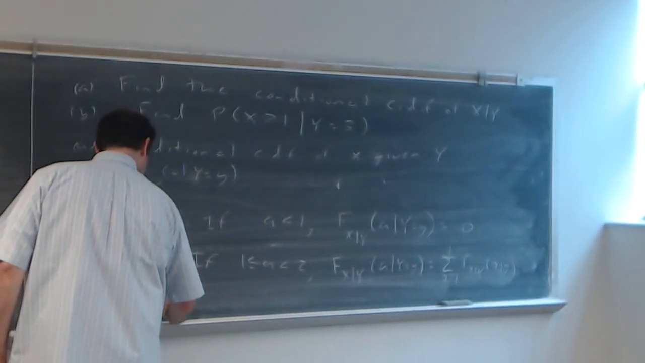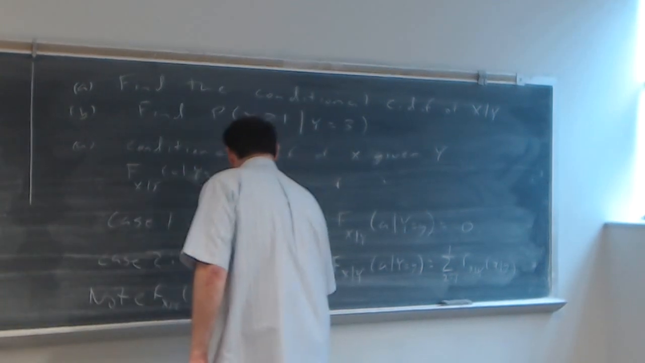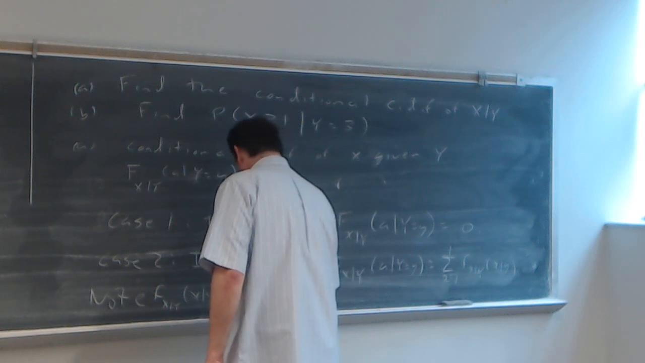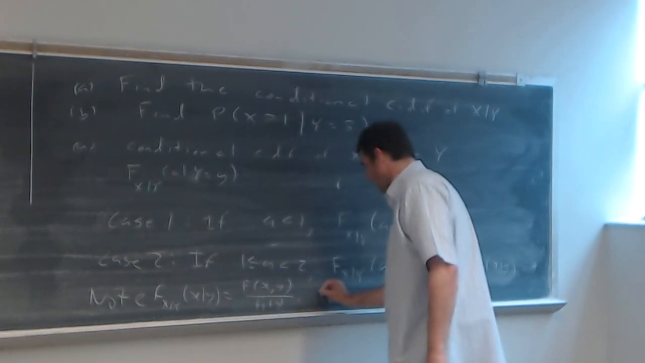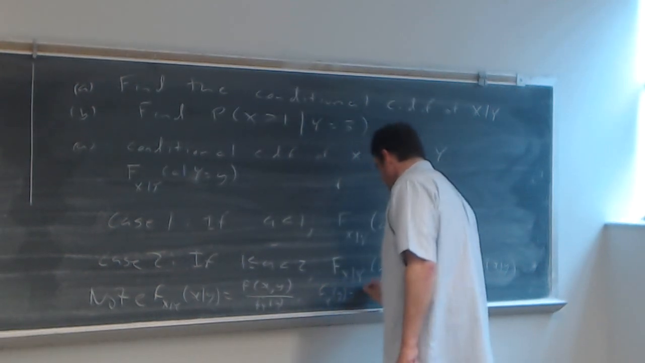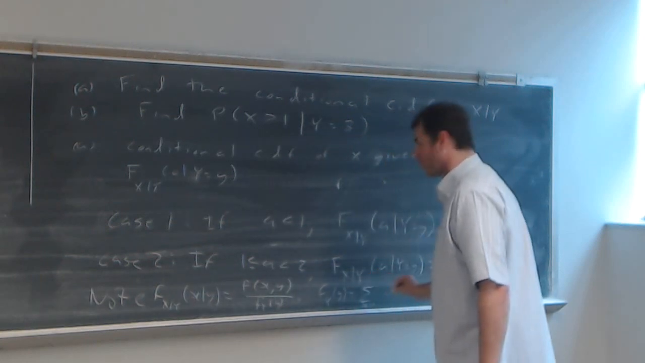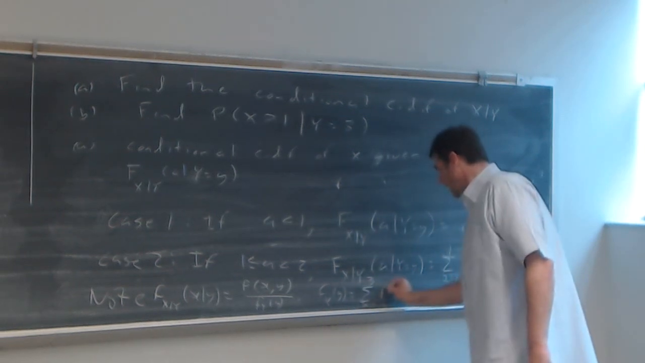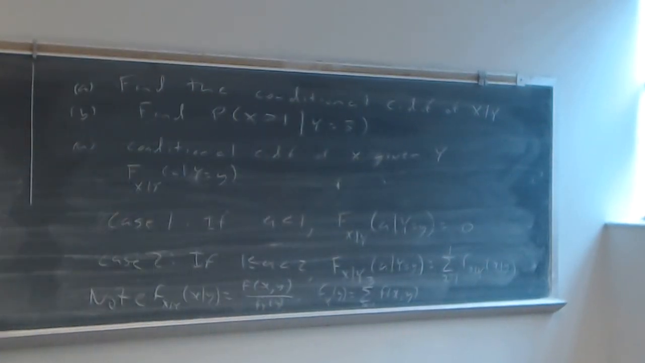Note, f of x given y of x given y is going to be equal to f of x comma y over f sub y of y, and f sub y of y is the sum over the x values, x running from 1 to 3, of f of x comma y. I'll finish that up over here. I'm going to leave half the board here unerased so we can see the example still.